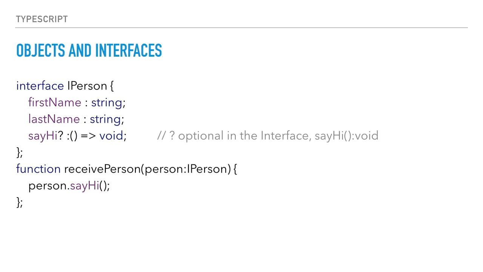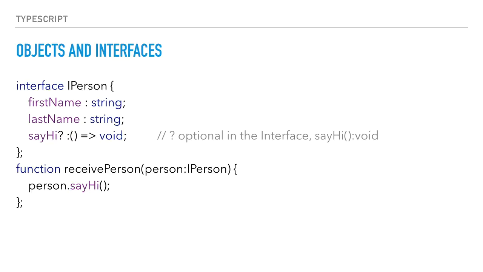This kind of smiling face, remember, is a fat arrow with the parentheses, so this is a function. And what is nice to see here, because it's the first time that we see this in this masterclass, is the question mark. The question mark says that this function is optional. So we can define a person without sayHi and we don't have any problem.